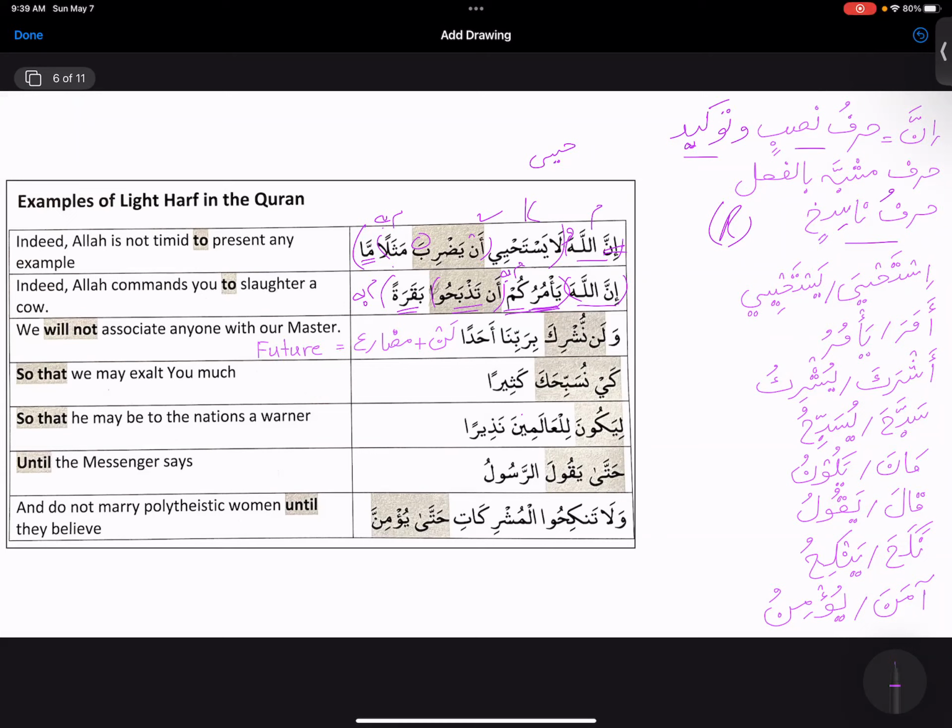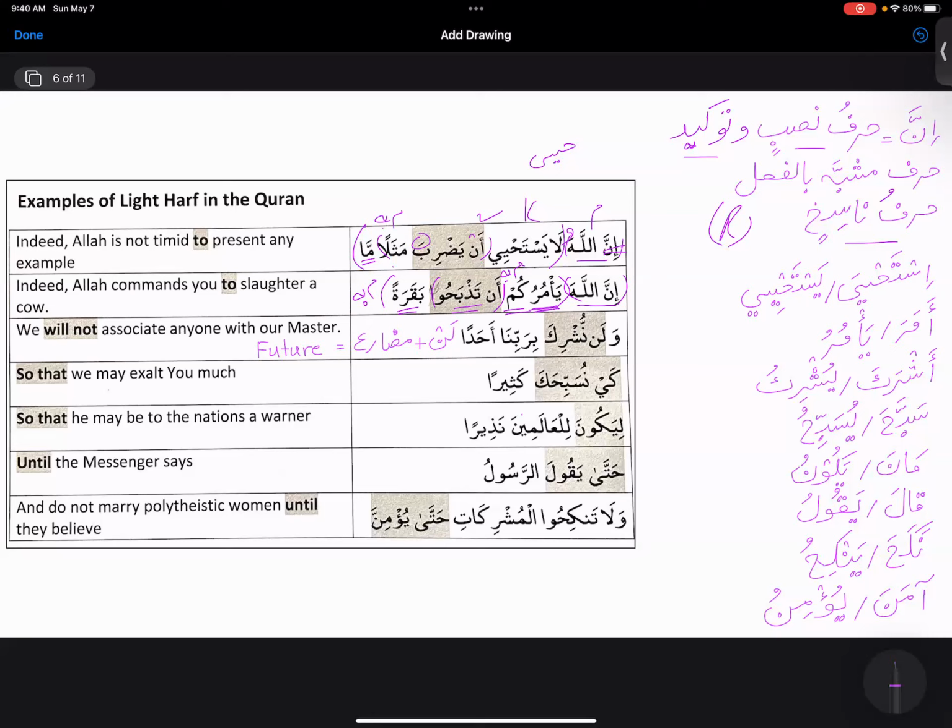Next one. Wa lan nushrika bi rabbina ahada. Now, lan plus fail mudariya always gives the meaning of future. We need to remember that. So, wa lan nushrika bi rabbina ahada. And it is also very emphasized. So, instead of we will not, we can say we will never. We will never associate anyone with our master, with our Rabb. So, now, who can label this?